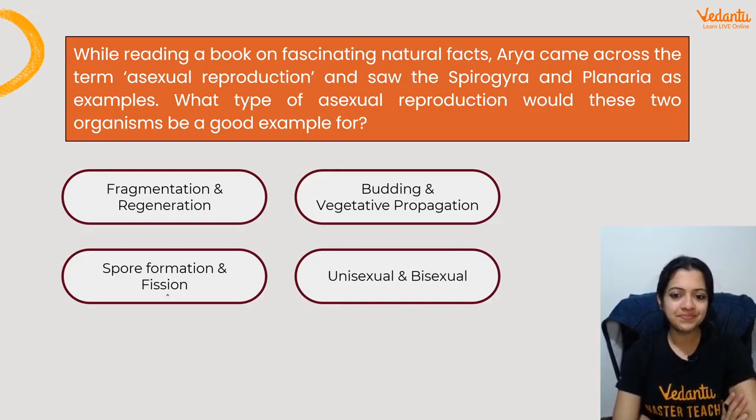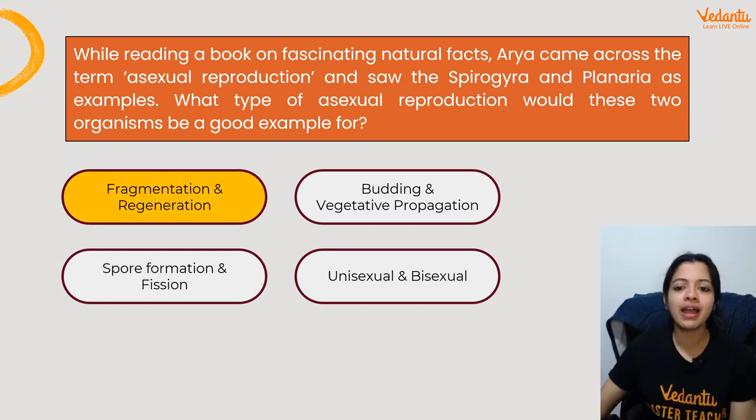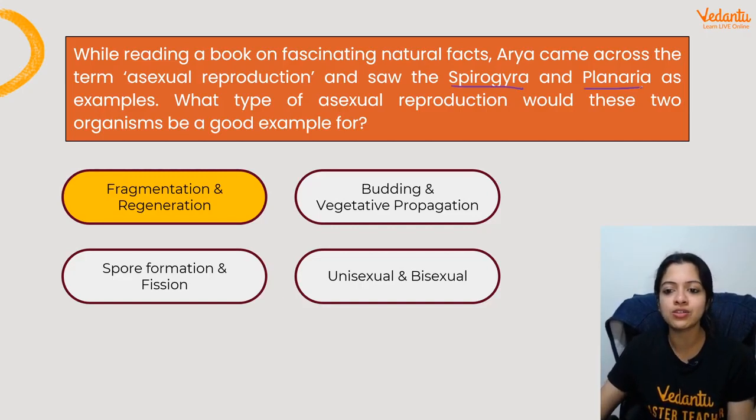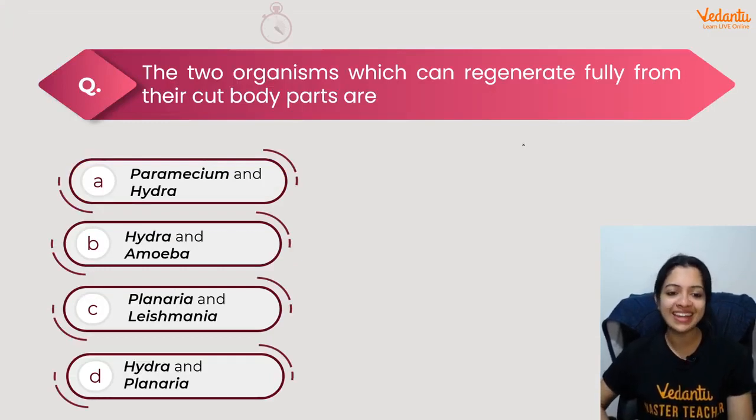Yes, children? Your time ends in 3, 2, 1, go. Very, very simple, right? Spirogyra and planaria. Spirogyra is a good example for fragmentation, planaria for regeneration. Good job. So there comes the next one.